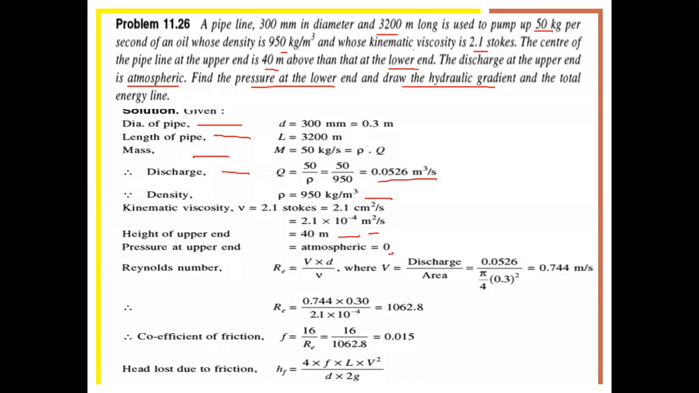Then we have to find the pressure at the lower end and draw the hydraulic gradient line and total energy line. Now find the Reynolds number. RE is equal to V into D by nu, where V is equal to discharge by area, that is 0.744. Therefore RE is equal to 0.744 into 0.30 divided by nu, that is equal to 1062.8.